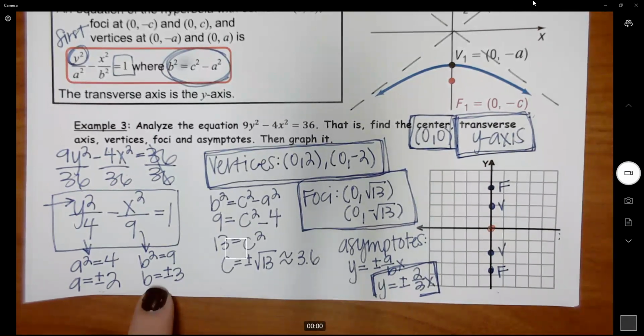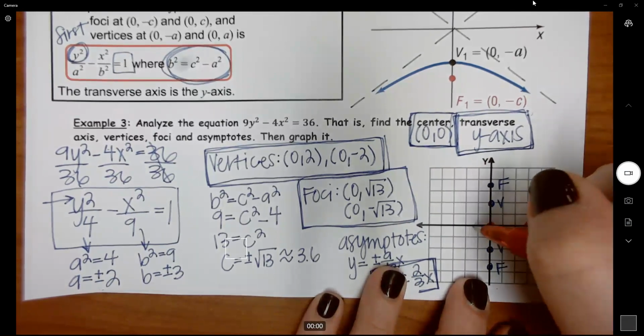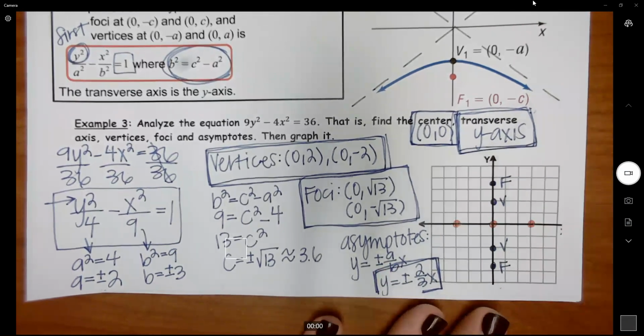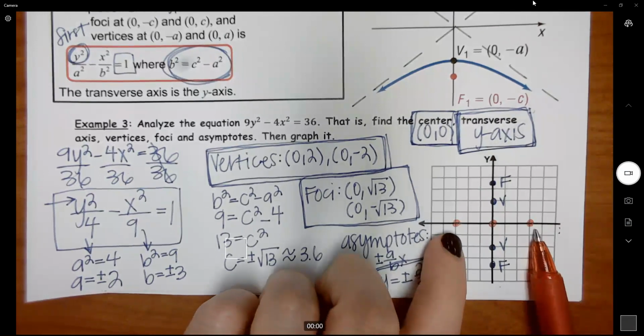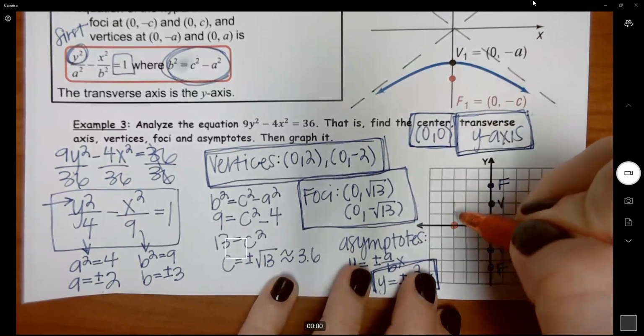And then I will plot my b, which is 3 over and 3 over. So using my b and my 2 vertices, make your box.